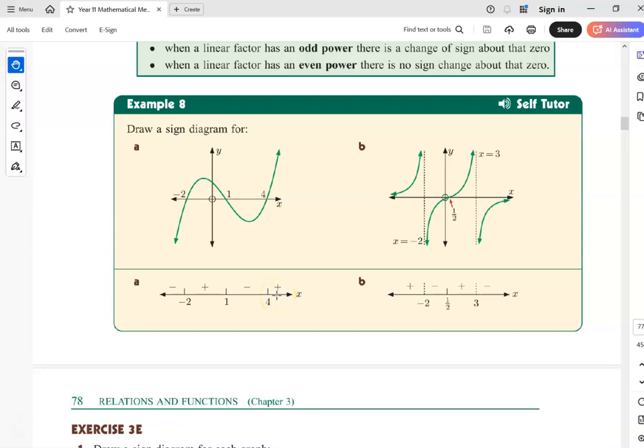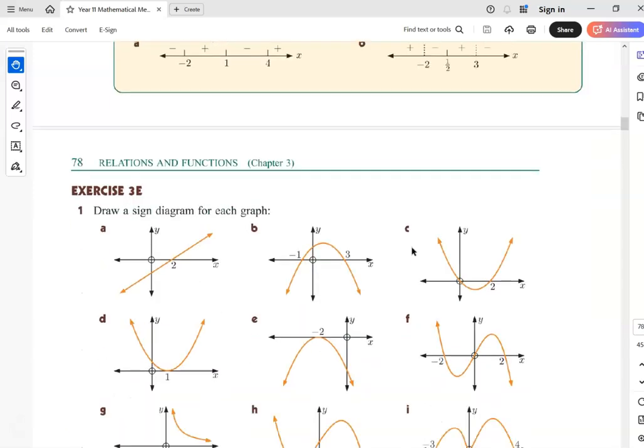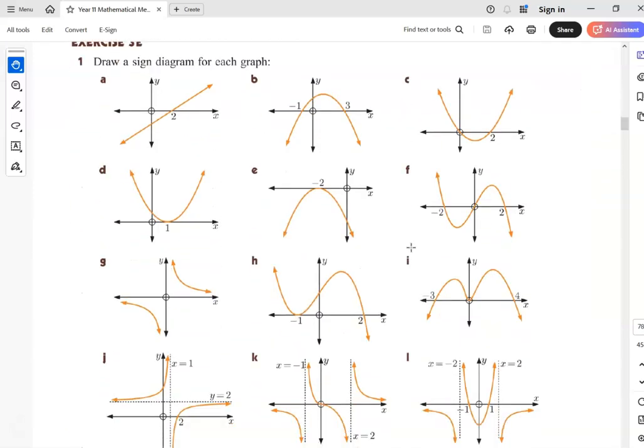Now you go, why are we bothering? Because what will happen soon is you're not going to get the graph, you will get the equation. And I want to know, when is it above, when is it below? So guess what you'll have to work out? The x-intercepts. How do we work out x-intercepts? Factorize. And asymptotes. So, it starts off by just going through and doing sign diagrams for graphs.